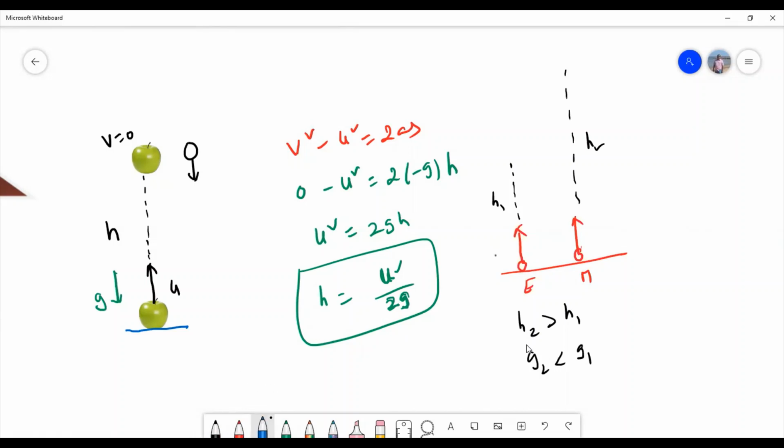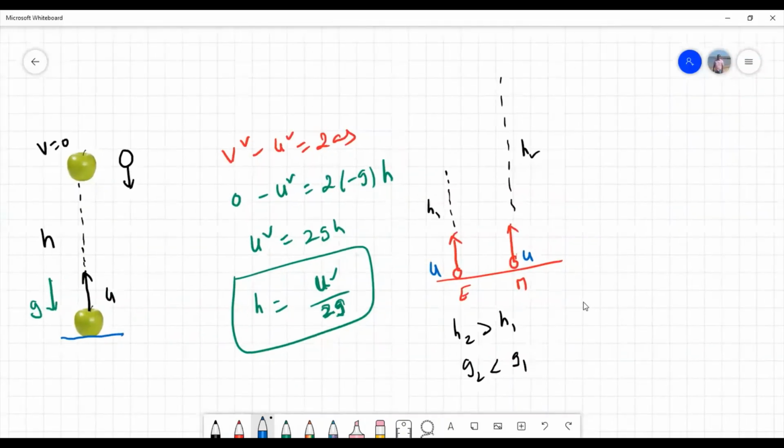I said both bodies are projected with the same velocity, one on Earth, another on Moon. So the body projected on Moon reaches a greater height when compared to the body on Earth. Or simply, I can say it is easy to jump up on Moon when compared to Earth. So the higher the gravity, the less height you can reach.